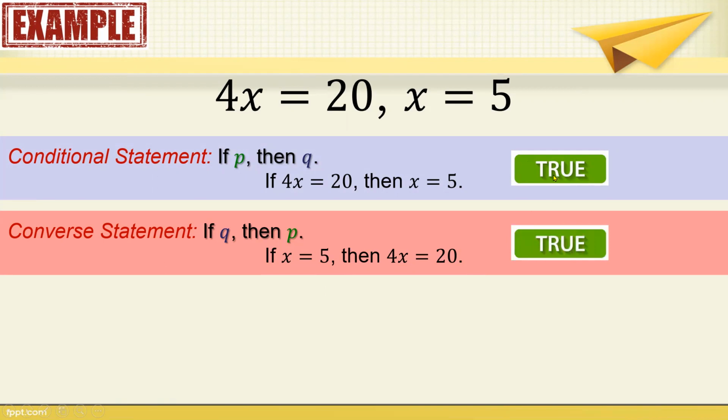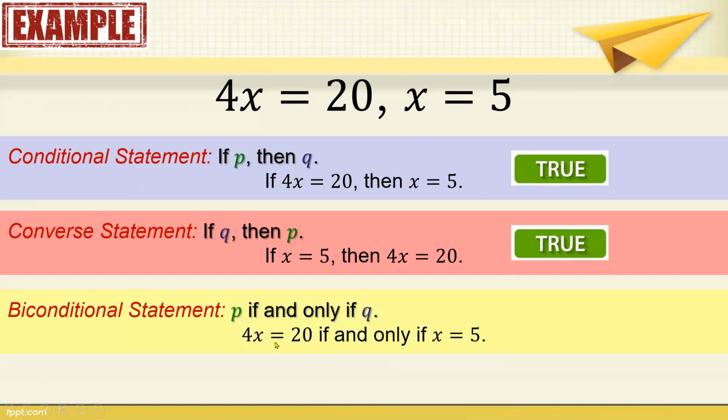Kapag parehong true na yung statement natin, both conditional and converse, class, magkakaroon na tayo ng biconditional statement. So, yun nga yung P if and only if Q. Pagsamahin lang natin tong 4x equals 20 at x equals 5, tapos lalagyan lang natin ng if and only if. So, ito ang kalalabasan niyan: 4x equals 20 if and only if x equals 5.